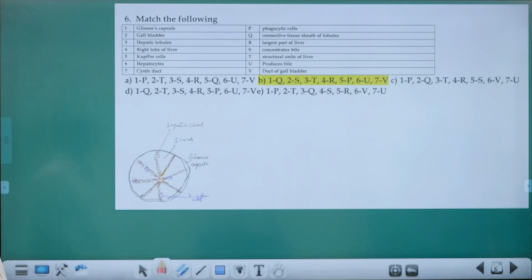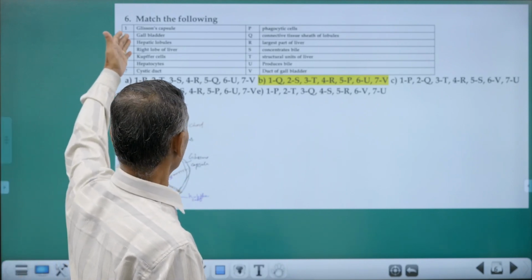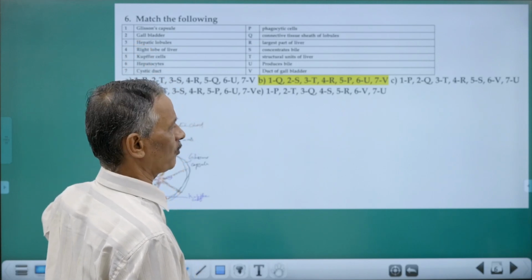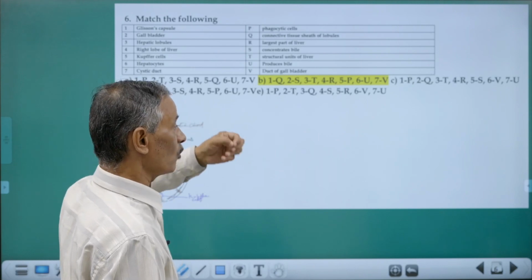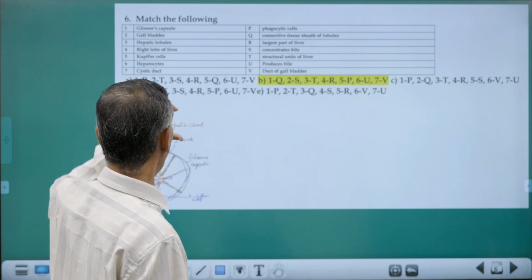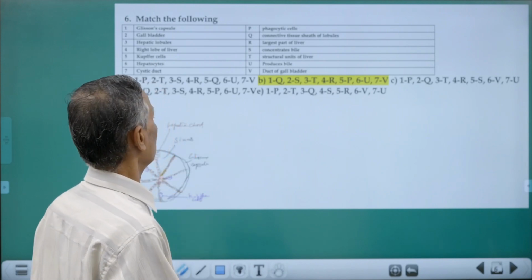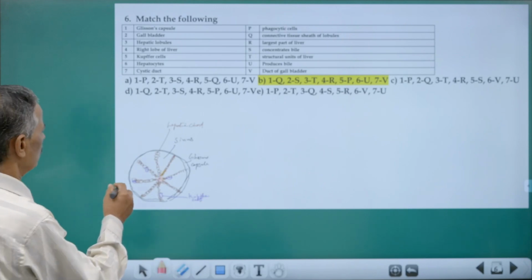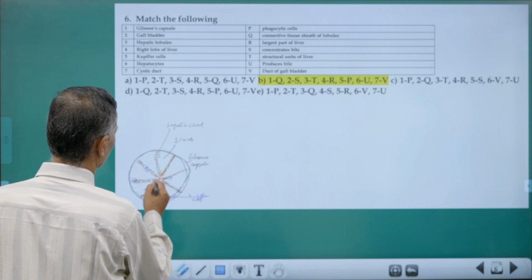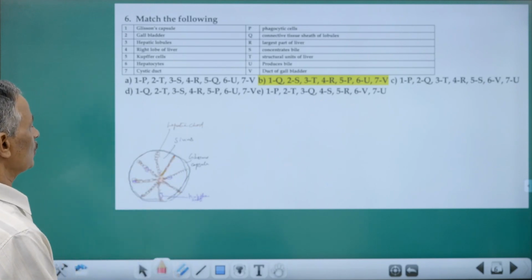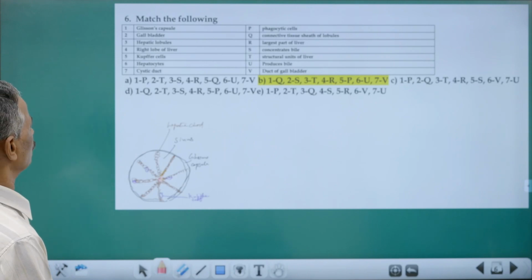Match the following. What are Glisson's capsules? Glisson's capsules are the connective tissue covering around a lobule of the liver. We know that the liver is having 2 lobes. Each lobe is made up of a large number of small units called hepatic lobules. This is the structure of a hepatic lobule. You are having a central vein in the middle, around which the hepatic cells, liver cells, are arranged in the form of cords called hepatic cords, between which you have blood-filled sinuses.